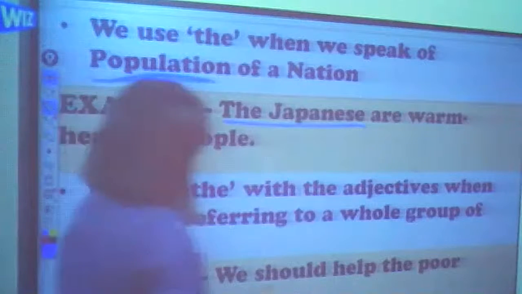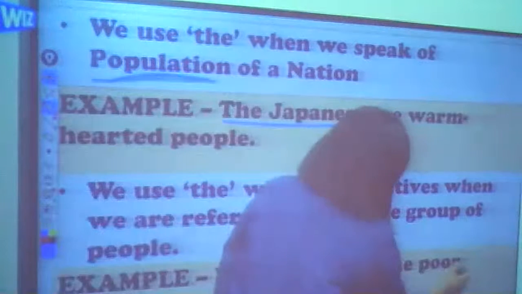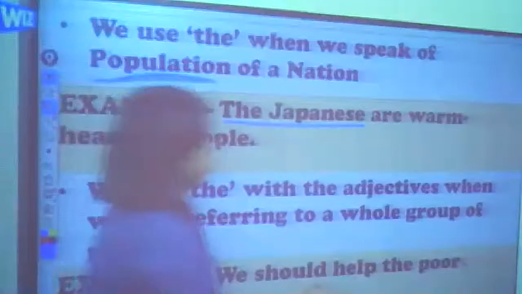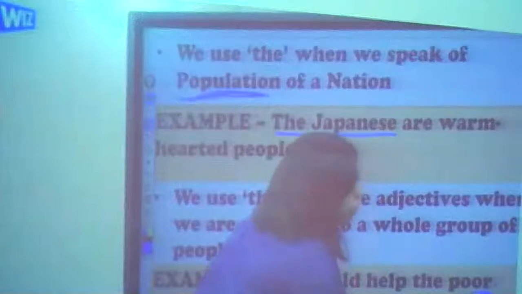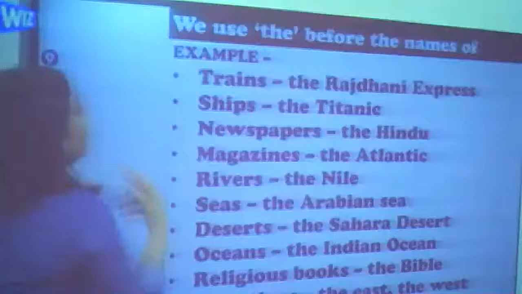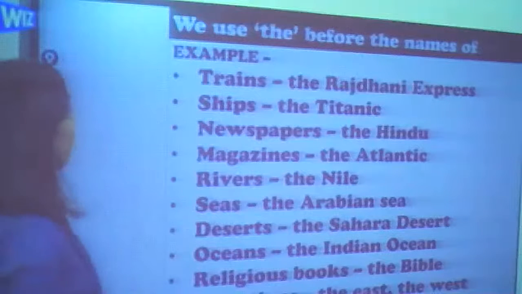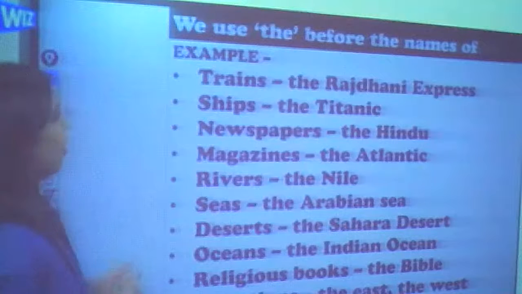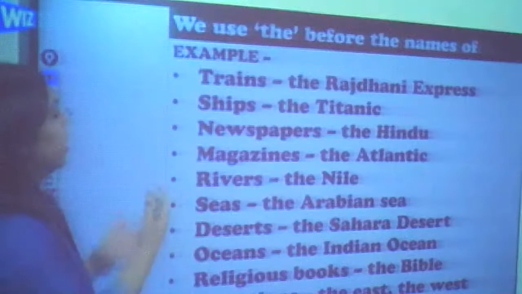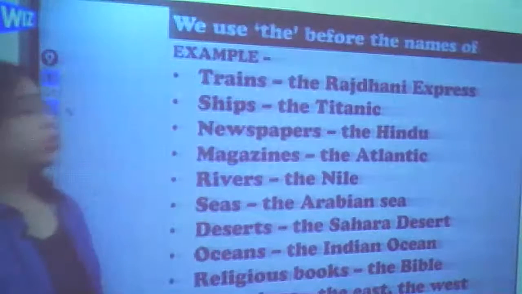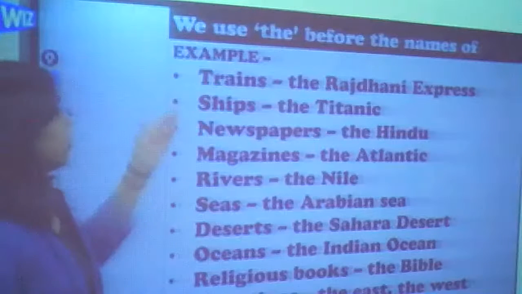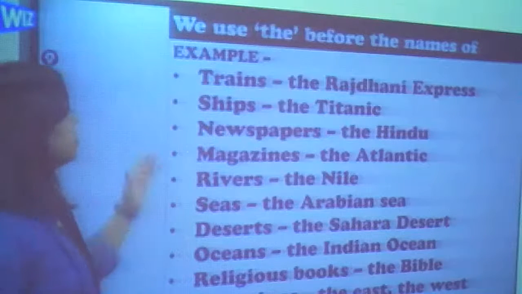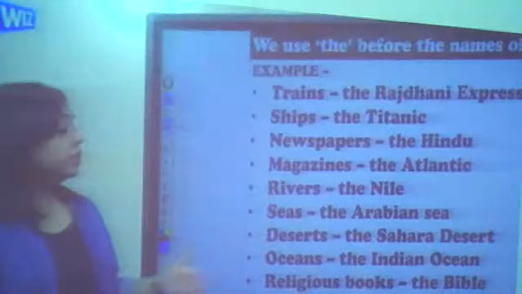Now here, we should help the poor. Why have we written the poor? Because we are going to use the article the. We use the before the names of trains, names of ships, newspapers, magazines, rivers, seas, deserts, oceans.